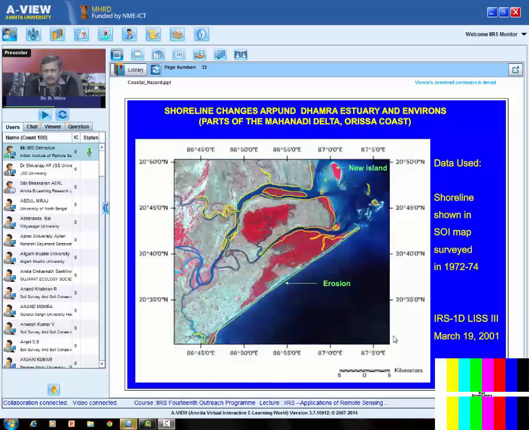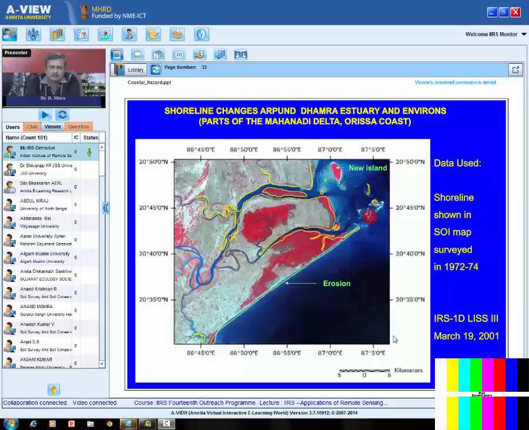Satellite data is very important, particularly multi-temporal satellite data, to find out shoreline changes. Case studies have been done in lots of areas in India by various organizations, our students and other departments. See, this is in the Dhamra estuary, part of the Mahanadi Delta and Odisha coast. This is basically the shoreline we digitized from the Survey of India toposheets, which were surveyed in the year 1972, and IRS 1D data acquired on March 19, 2001. So there is a gap of around 30 years. So how has the area been changing?